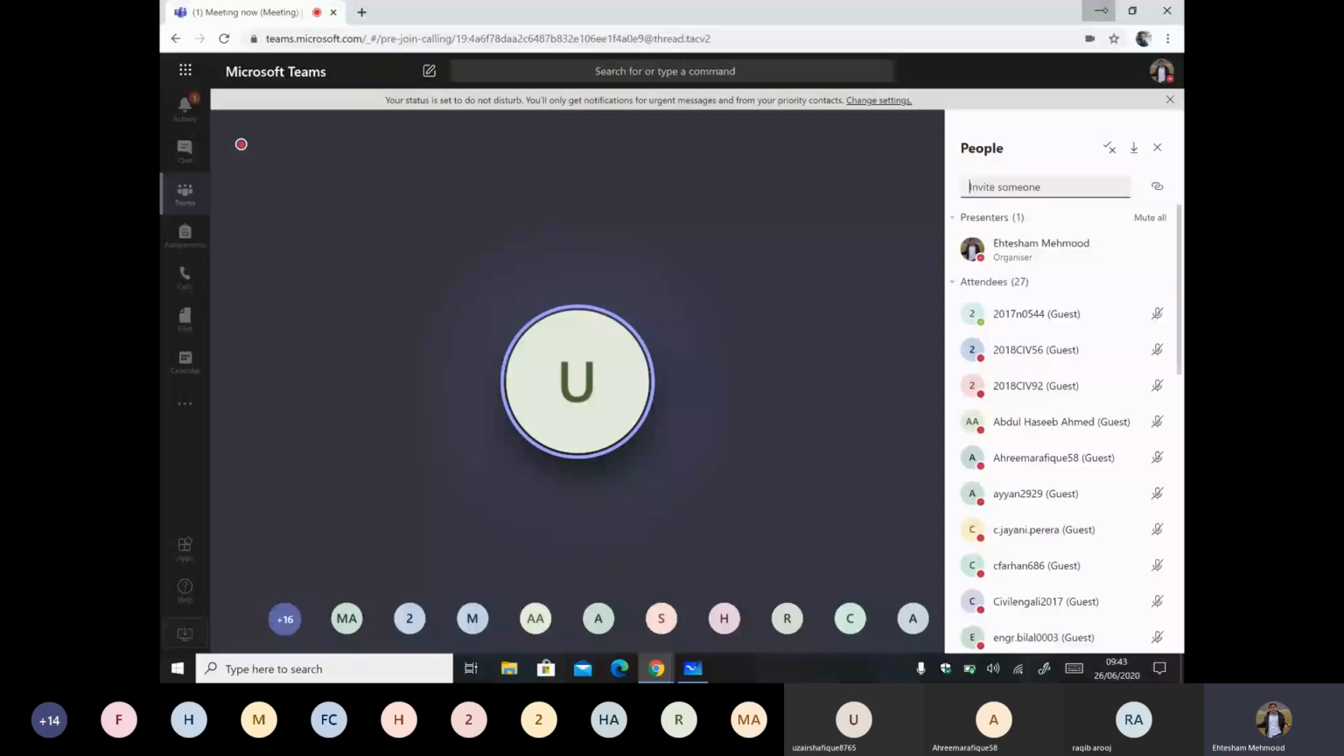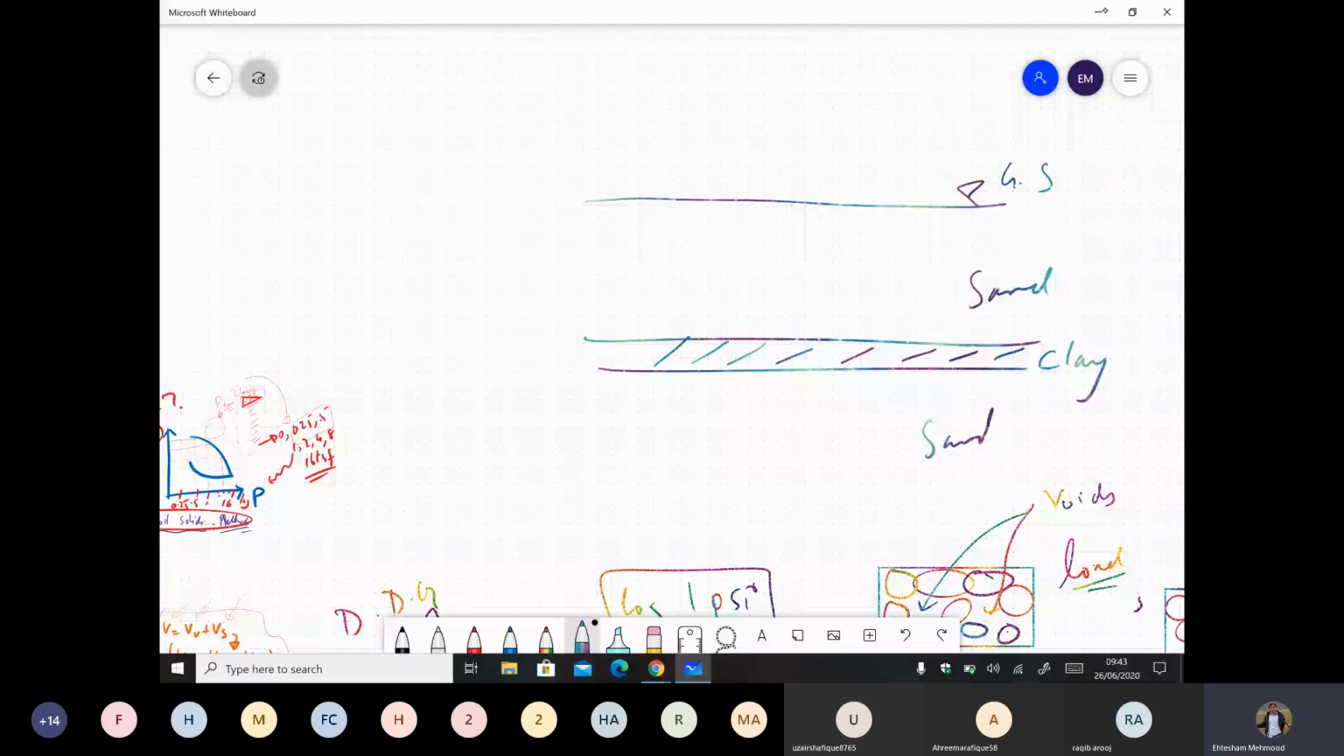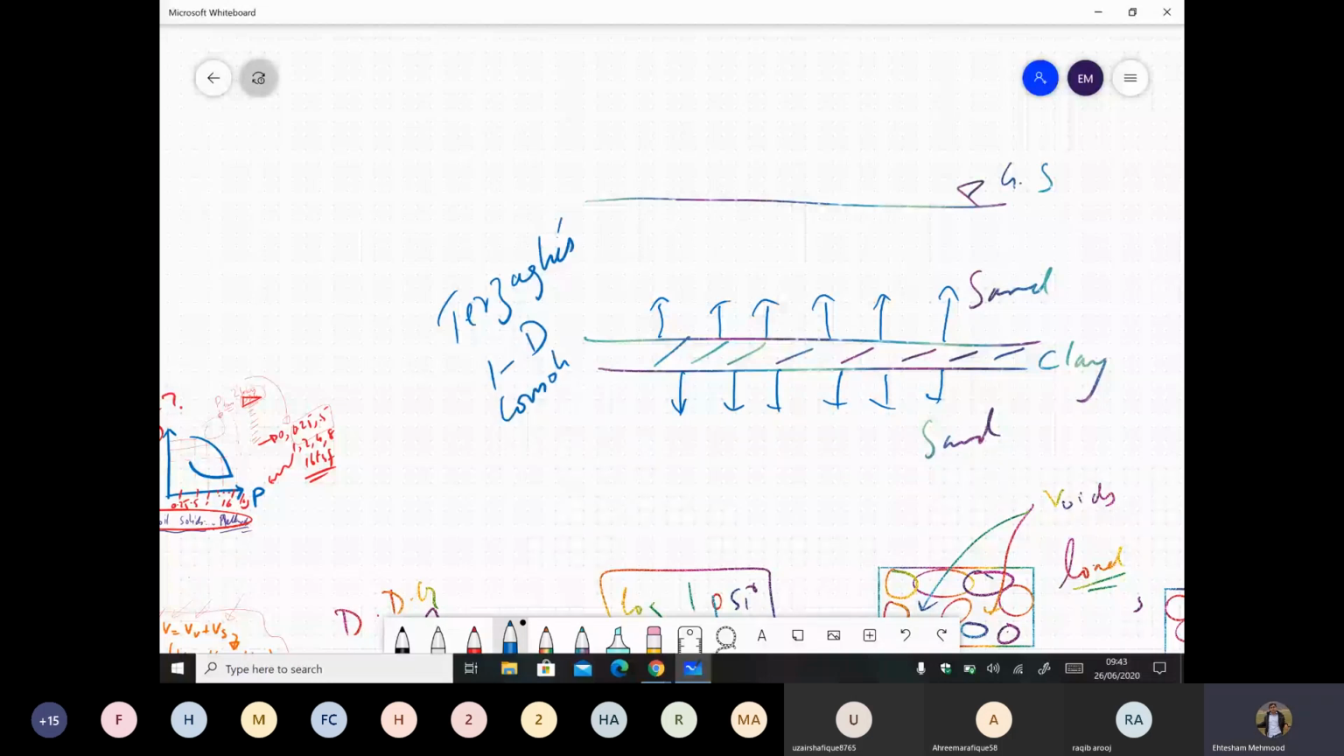So if I consider this is the ground surface and this is the clay layer in the field, and let's say we have sand on top and sand on bottom. That means water can flow on both sides because it is porous. So we assume that water only moves in the vertical direction because we are basing all our calculation on Terzaghi's one-dimensional consolidation theory. This is the first assumption: water only moves vertically, only up and down.